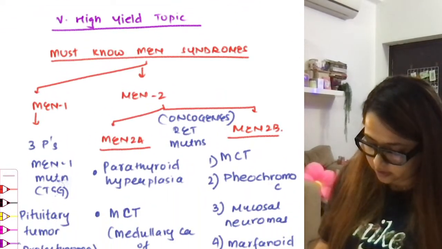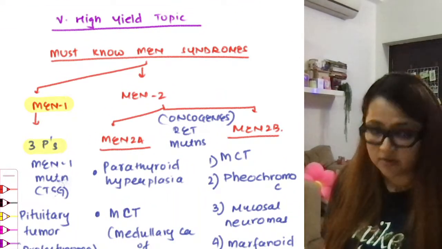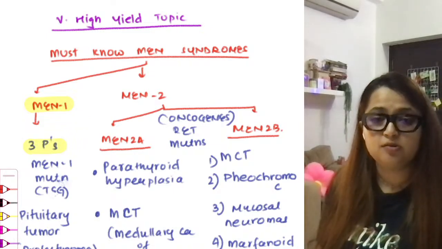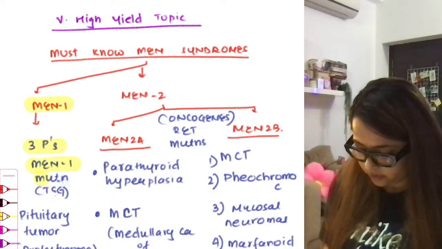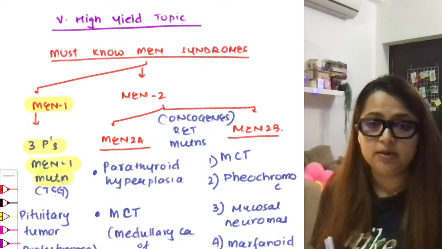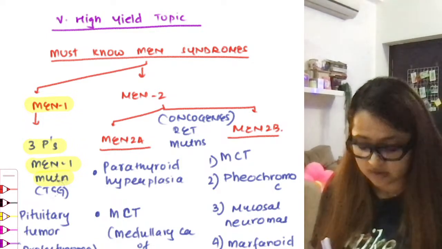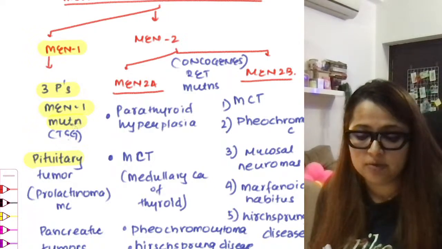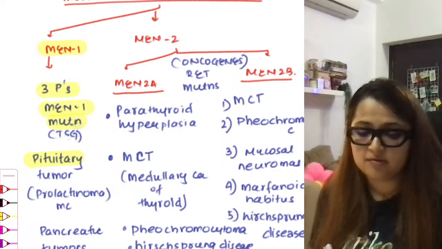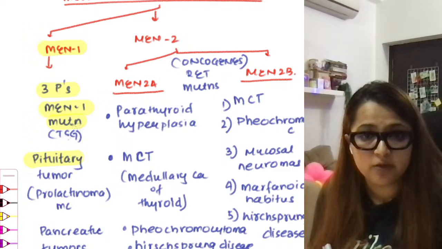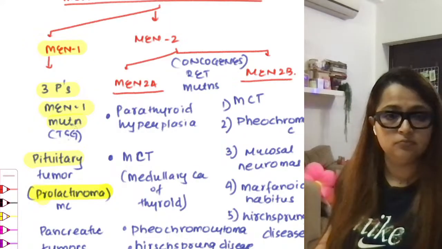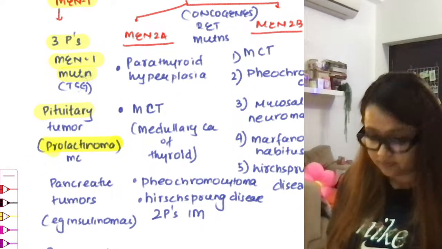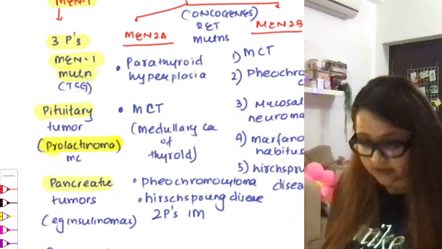Moving on, MEN1 has 3 P's, as I told you, and it is associated with the MEN1 mutation. MEN1 is a tumor suppressor gene. Know this. The first P is for pituitary tumor, and the most common pituitary tumor associated with MEN1 is prolactinoma, as I gave you in this question. The second is pancreatic tumor.